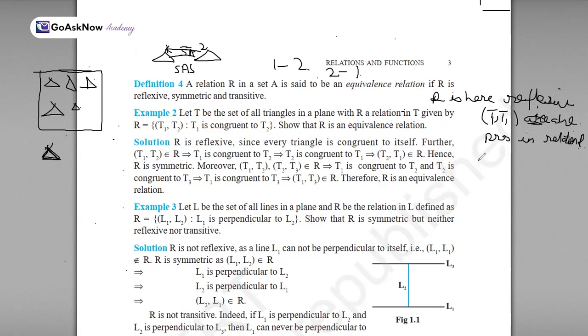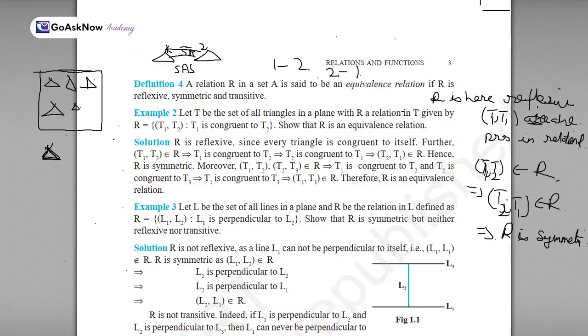So it shows that if T1 comma T2 belongs to R, this implies that T2 comma T1 also belongs to R. This implies that R is symmetric relation also. So we have just now proved that the relation R on the set of triangles is reflexive and symmetric both. And now I have to prove whether it is transitive or not.